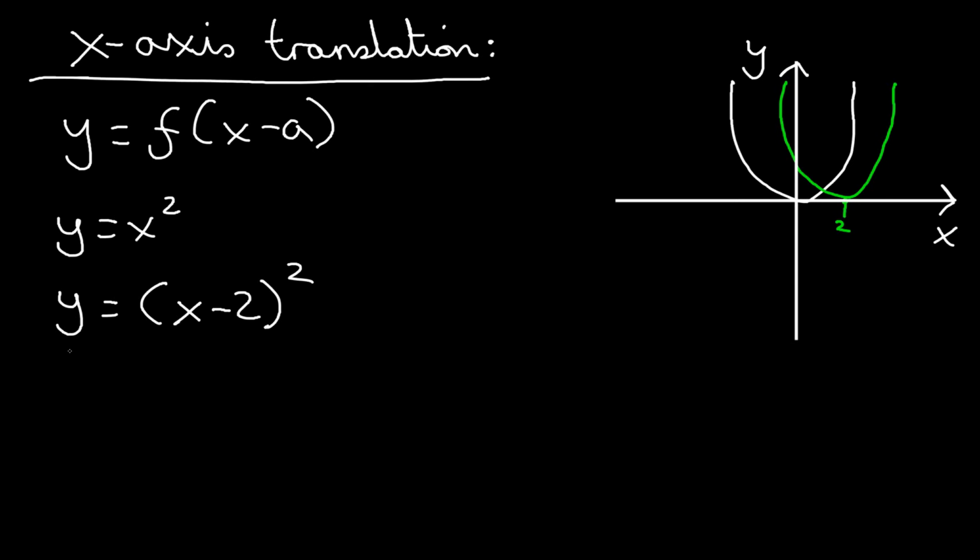Now, in the same way, let's say we have a new function, y equals x plus 2 squared. Again, this goes the wrong way. Instead of going towards the positive direction, it moves to the negative. So we're moving it to the left. So we have, let's say, minus 2 here. And our x squared function ends up here.